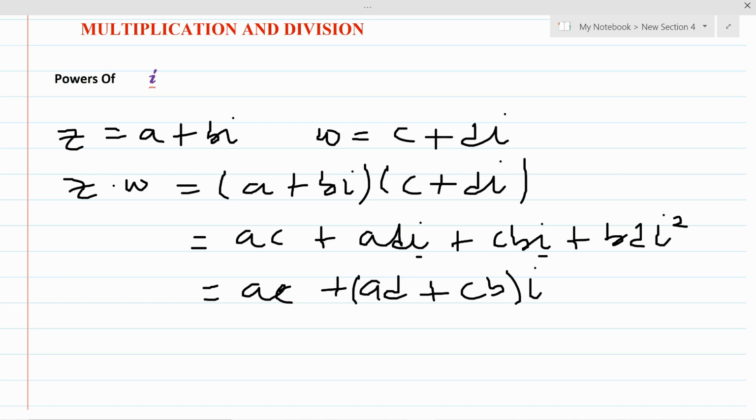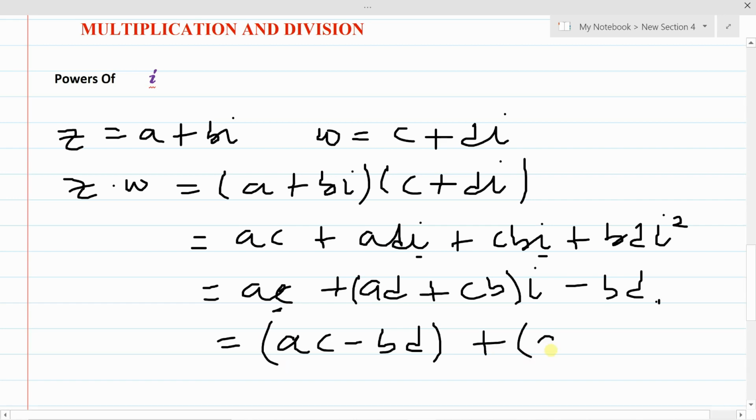here i squared is what? From the previous ones that we did, i squared is -1, so it will become -1 times bd. It becomes minus bd. Now we have the real part ac. There is no i attached to this bd. There's no i attached to this ac, so it becomes ac minus bd, then plus ad plus cb, then i.